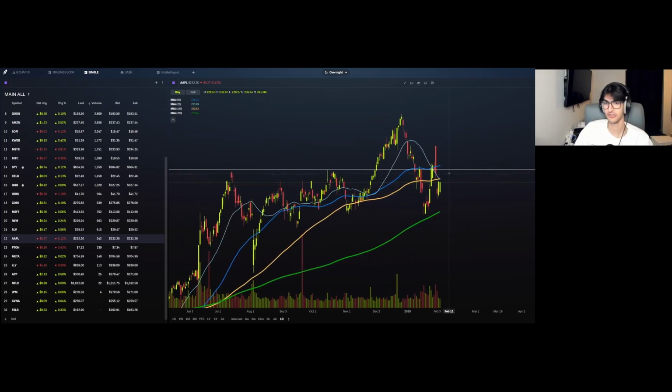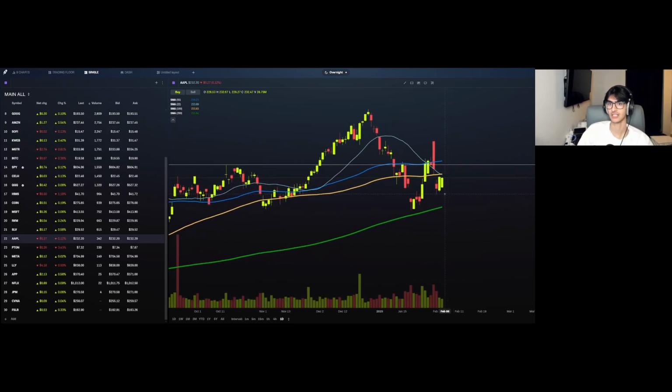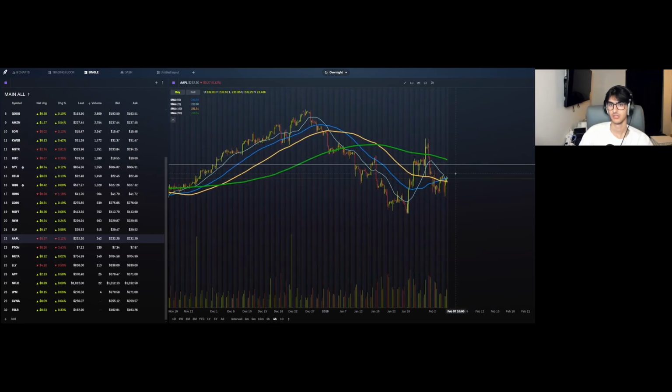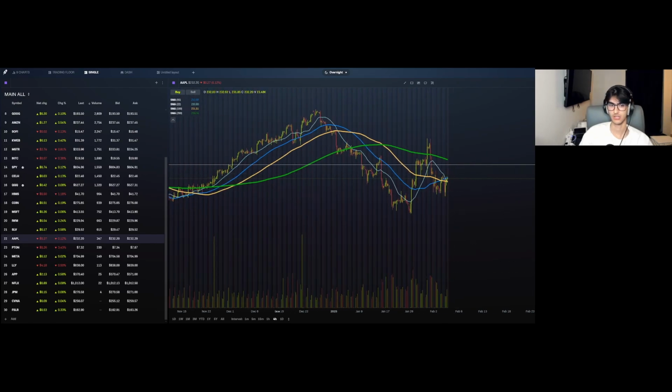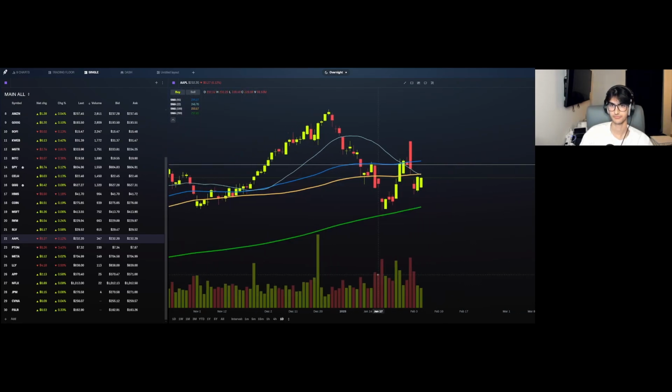But right now, Apple, do I like it? No, it could go higher. Technically, this could be a higher low forming. But I don't trust it. I don't trust it 100% yet.